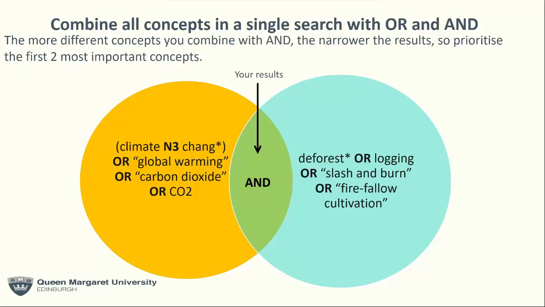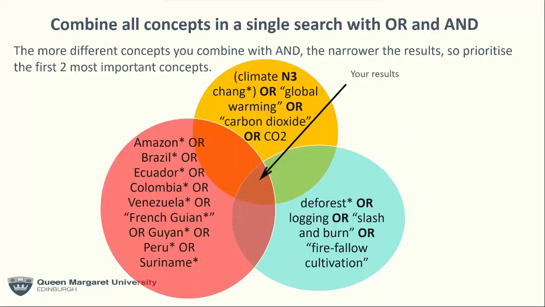However, if you were to retrieve, say, 10,000 results, then you will know there is scope for narrowing or focusing your results. So you should search for your third concept, Amazon, and its synonyms, and combine the set of results using Boolean AND with the two other sets. And your search would look something like this. Apply the same logic if you have 4 main concepts.